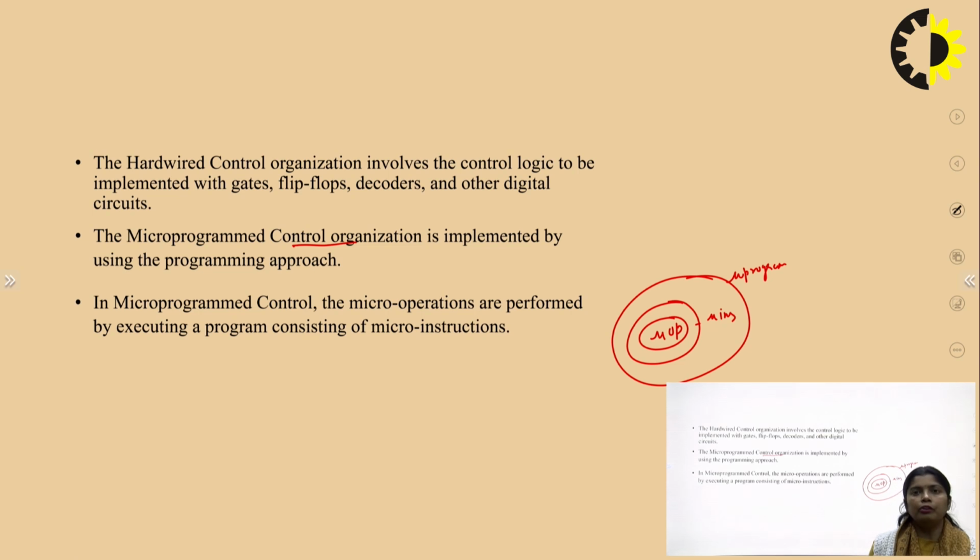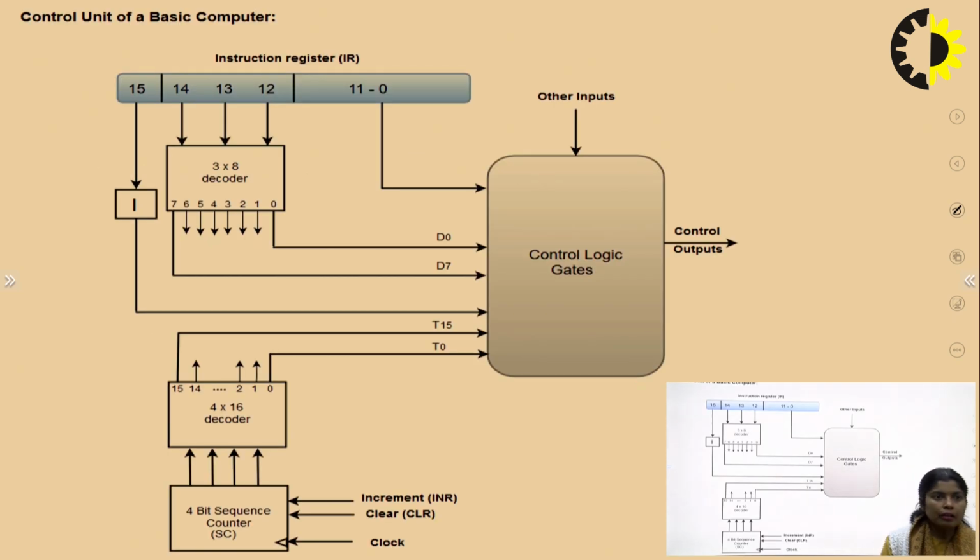So the control unit is going to say that this control unit is a microprogram, is taking the microprogrammed approach, then it is called a microprogrammed control organization. Now, this is the particular diagram for the hardwired control unit.